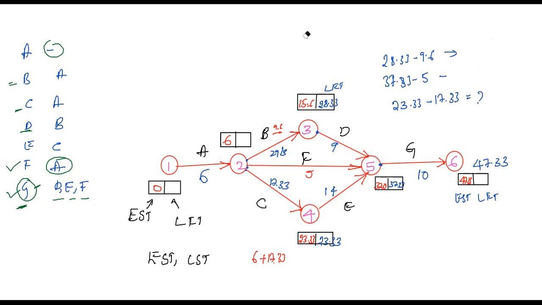While we are going in the backward direction, we need to choose the minimum value. So here it is 37.33 minus 5, you will get 32 something, right? Here it will be around 19 point something you will get. Coming to here, this is a lesser value. 23 minus 17, around you will get 6. Exactly 6 you will get.